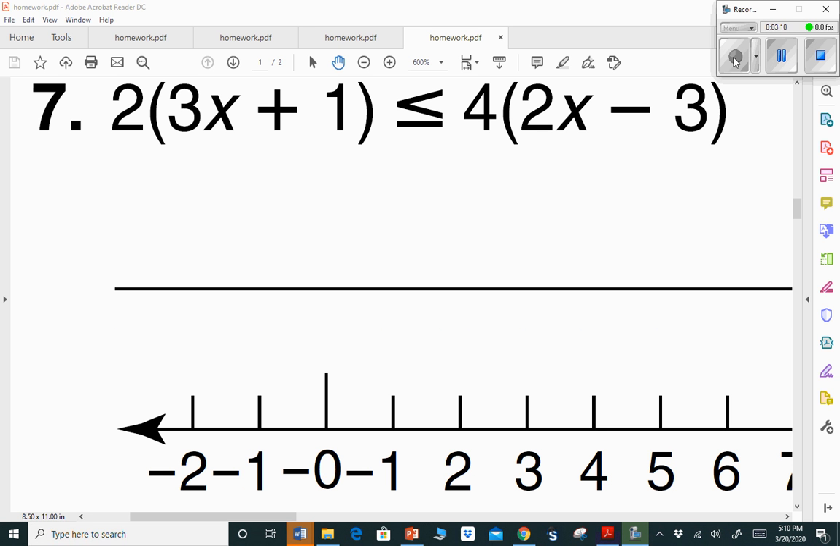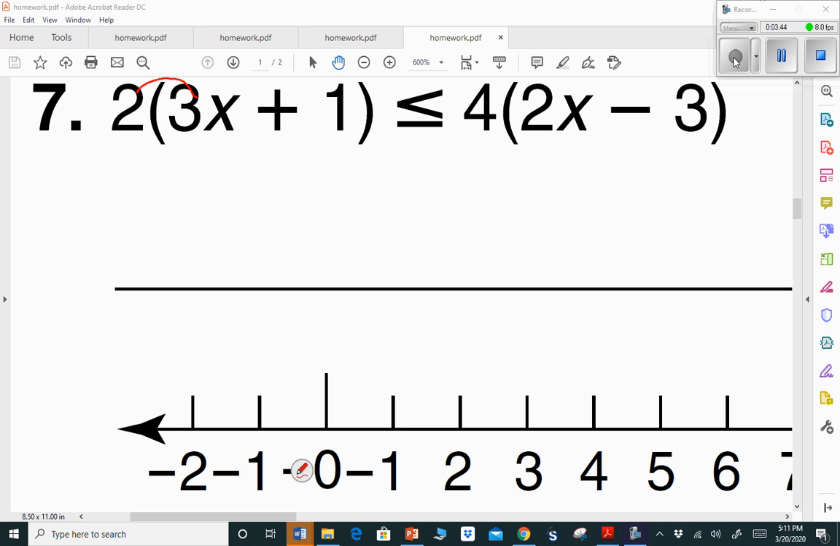I'm hoping when you look at that problem, the math term that comes to your mind is the distributive property. Go ahead and copy 2(3x + 1) is less than or equal to 4(2x - 3). So the first thing we're going to do on both sides is take care of the distributive property.